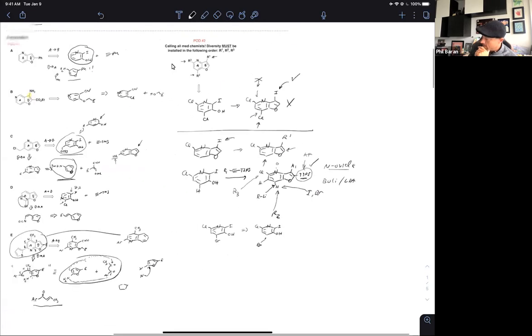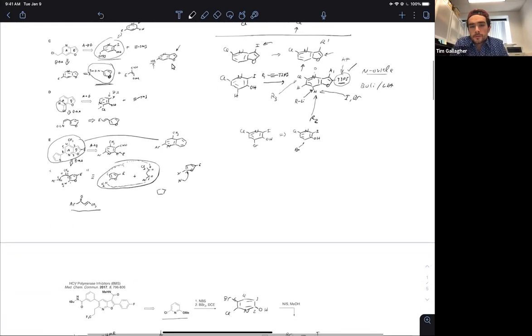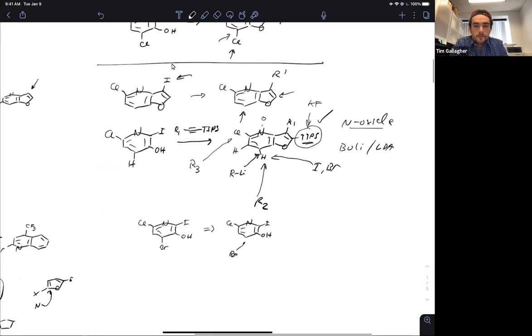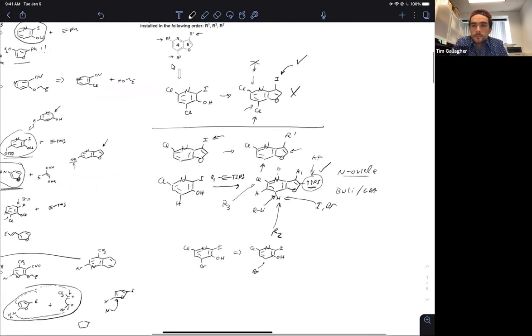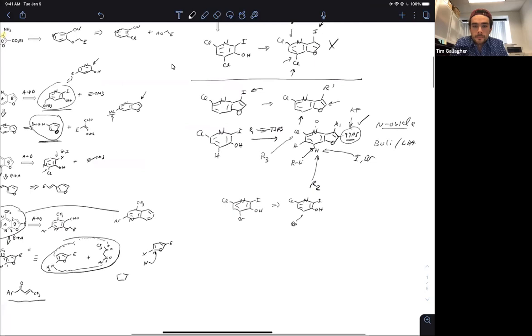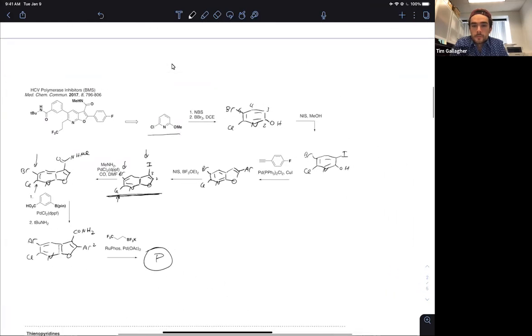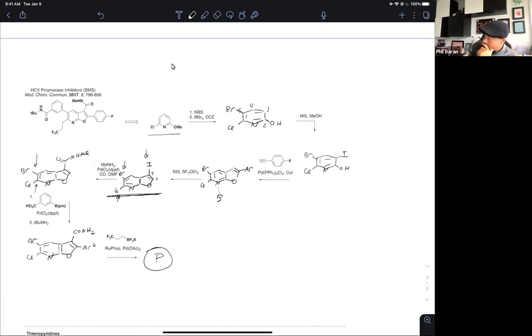Okay, great. Any other questions? Super quick one, on the forward route we did right before this problem with the NIS and BF3 etherate. What was the etherate for? Okay. Coordination there, and probably also activates the NIS to make it more active. So you can activate succinimides with tosic acid, Lewis acids. It makes it an even more potent electrophile.